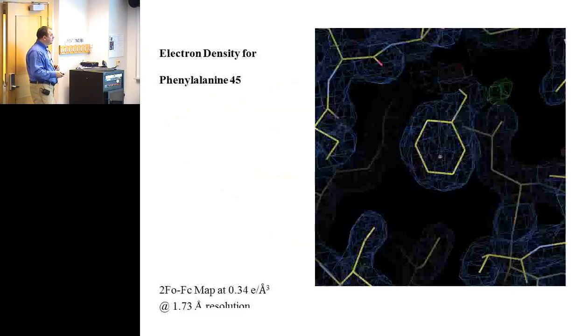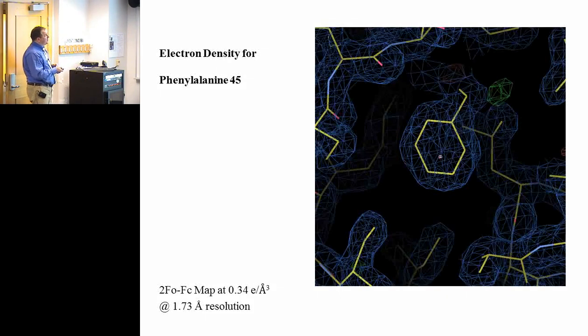So we built this model, and after refinement, this is the electron density we see around phenylalanine 45. You can very clearly see the aromatic ring structure, and down here at very, very low, you can actually start to see the middle of the ring structure, so the electron density actually gets very weak there.